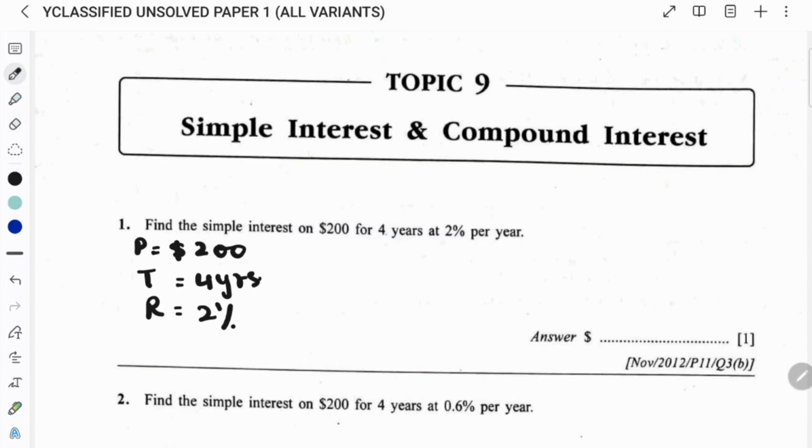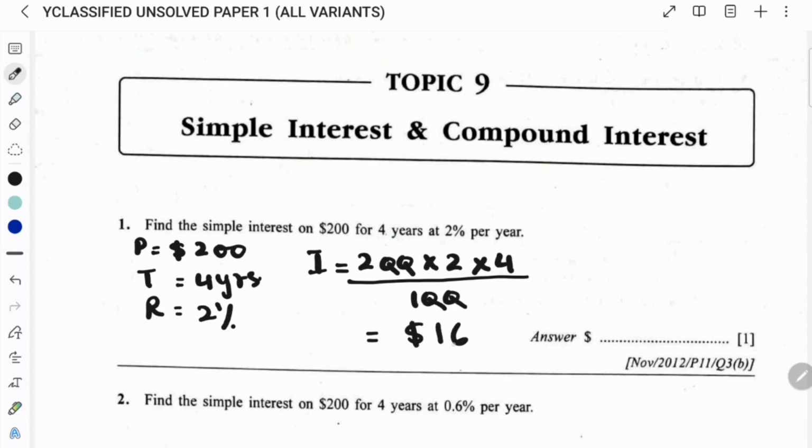Since it is simple interest, you will use the formula I equals PRT upon 100. P is 200, R is 2, and time is 4, upon 100. Cancel the zeros, and then you get 2 times 2 is 4, 4 times 4 is 16. So $16 will be the extra amount you will get at the rate of 2% over 4 years.